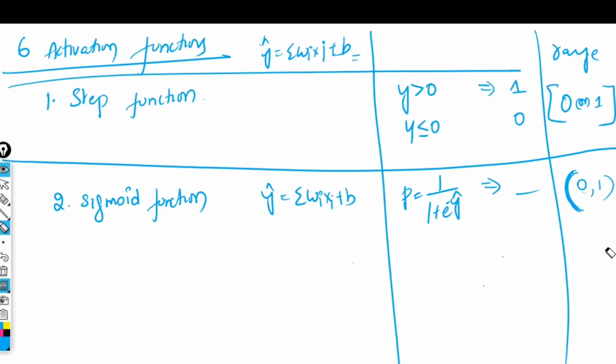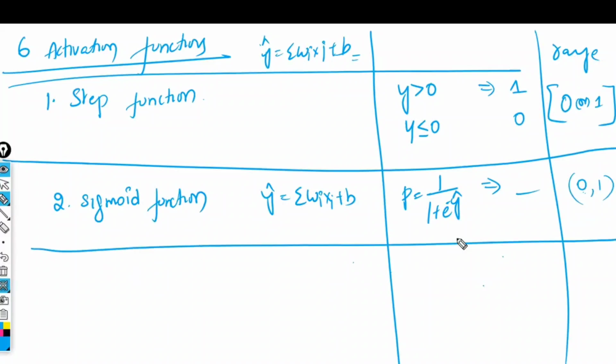So 0 to 1. Range is 0 to 1. In between 0 to 1 will be there, where 0 and 1 are both not included. That is the second activation function. The third activation function is called tanh.